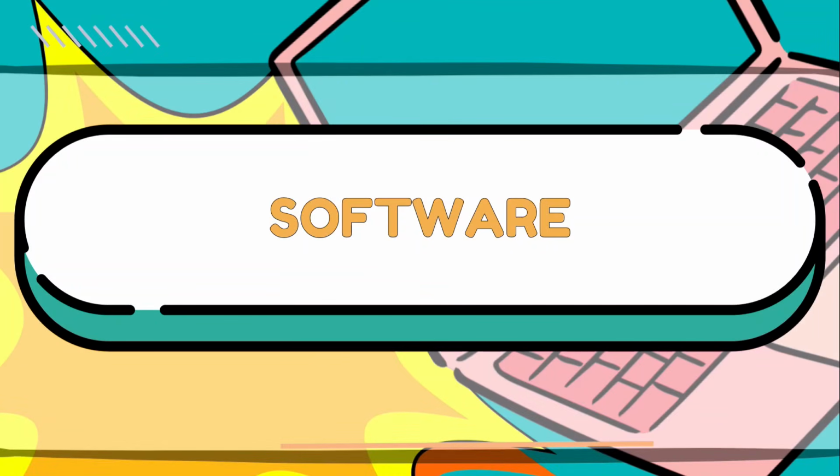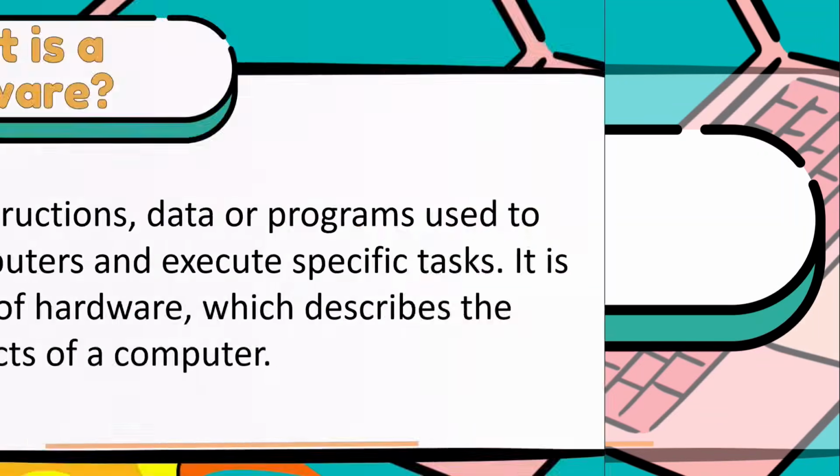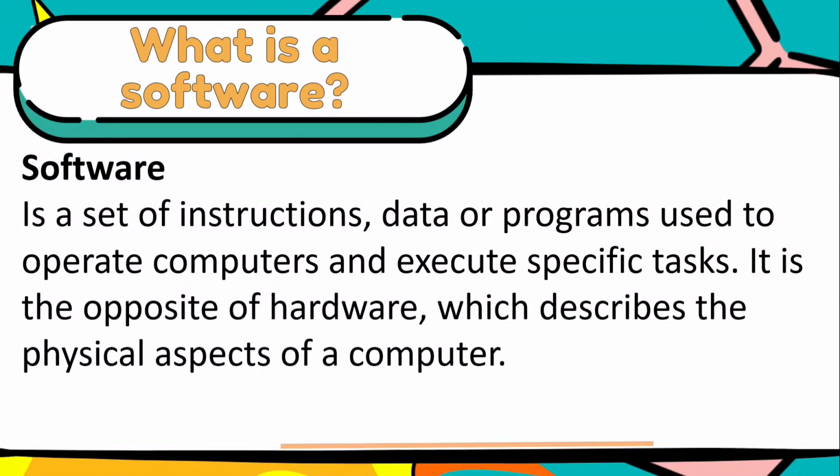Our topic for today is about software. Software is a set of instructions, data, or programs used to operate computers and execute a specific task. It is the opposite of hardware, which describes the physical aspect of a computer.